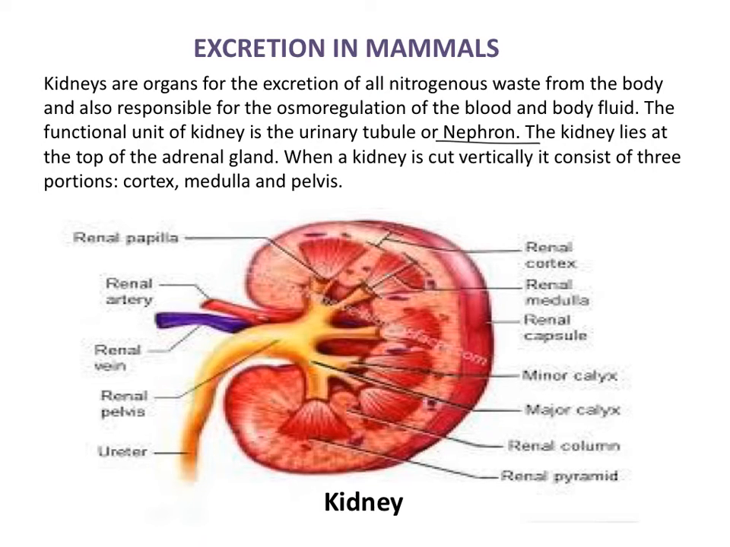The kidney lies on top of the adrenal gland. When a kidney is cut vertically, it consists of three portions: the cortex, the medulla, and the pelvis. This is the structure of a kidney. And this is the renal cortex. This is the renal medulla. And then you have the renal pelvis.